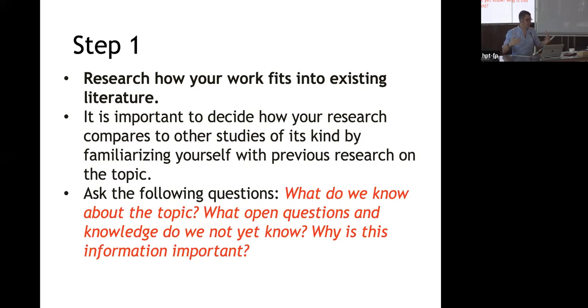So how do you do it? It is easy for me to say you have to do research. What you have to do is to ask yourself these questions. What do we know about the topic I'm working on? What are the open questions? What is still left to be known or answered? So what do we still not know? This is something that from the beginning you have to know. You have to know what you know and what you don't know. And you also have to reflect and find out why this information is important.